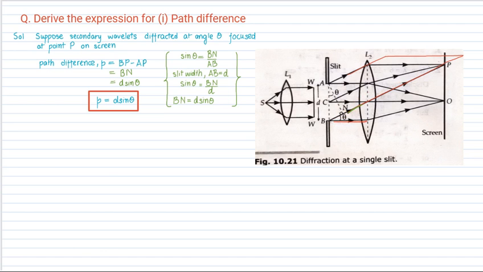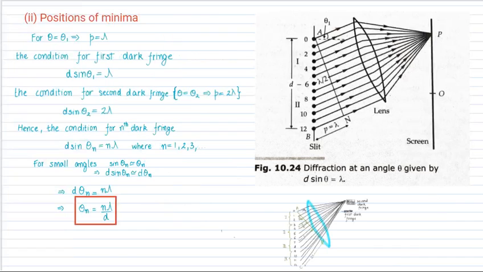This is your central one. And by how much angle has it been elevated? This is your diffraction angle theta. So your path difference p equals d times sin theta. After this, we derived the expression for the position of minima.